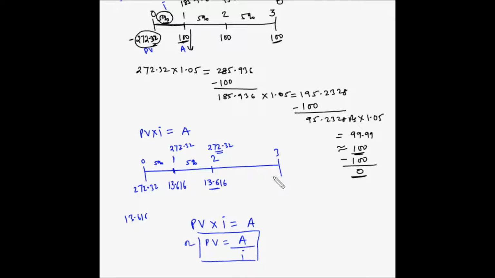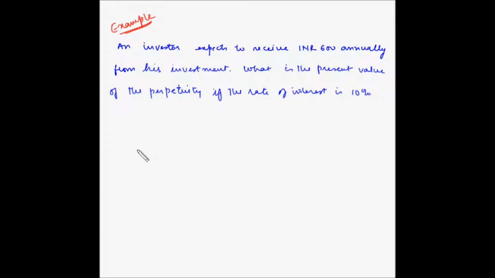So let us look at an example to understand this better. An investor expects to receive INR 600. INR is the currency of India, which is the Indian rupee. So an investor expects to receive INR 600 annually from his investment. What is the present value of the perpetuity if the rate of interest is 10%?